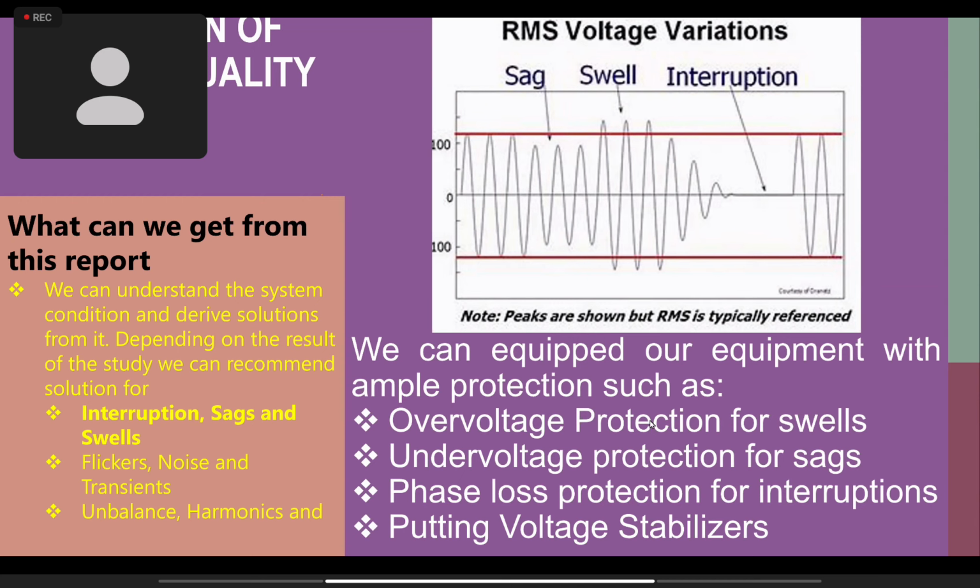So pag wala kang protection for phase loss, hindi siya ma-interrupt or hindi siya ma-turn off during the occurrence of the phase loss. So maaaring masira yung equipment mo doon sa downstream. And another thing, I think, is that we can put voltage stabilizers. We can size up our voltage stabilizer to address the power quality issues of interruption, sags, and swells. So, yun yung makukuha natin sa report.